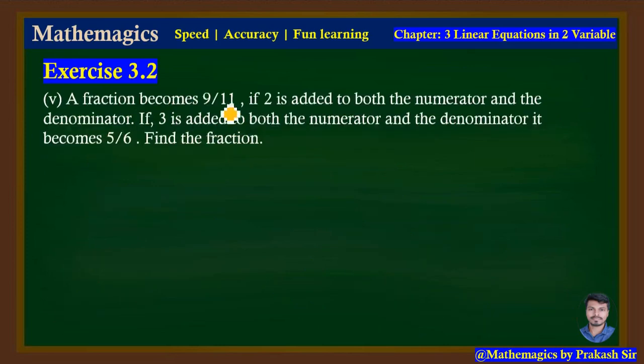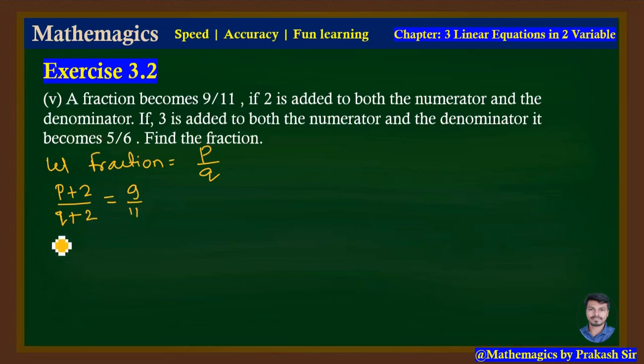A fraction becomes 9 by 11 if 2 is added to both the numerator and the denominator. So let us consider what the fraction is. Let the fraction be p by q. According to the question, if 2 is added to the numerator and 2 is added to the denominator, the fraction becomes 9 by 11. So it is equal to 9 by 11.